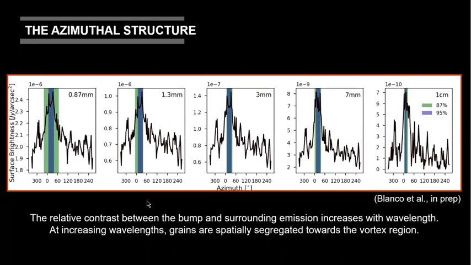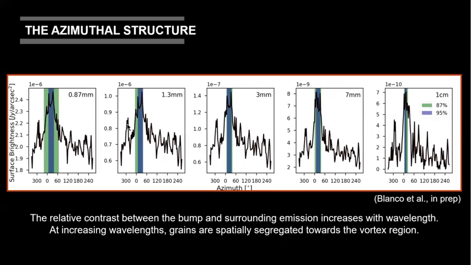Another instance of wavelength dependence that we observed was at the local accumulation of dust, so this is at the azimuthal structure. Here we have a panel of azimuthal profiles at the radial location of the bump. One thing to note is that the relative contrast between the bump and surrounding emission varies with wavelength. In the 0.87 millimeter image, the peak at the bump is 2.4, whereas the surrounding emission is only 2.05. And over here at the 1 centimeter image, we have a peak at around 7, and the surrounding emission is around 3-ish. So that's a nearly 2 or 3-fold contrast.